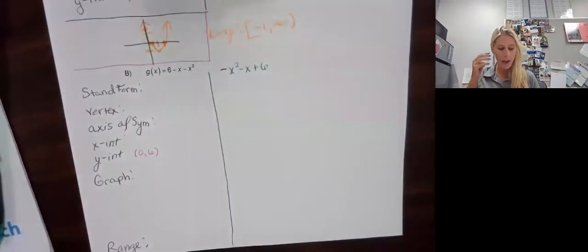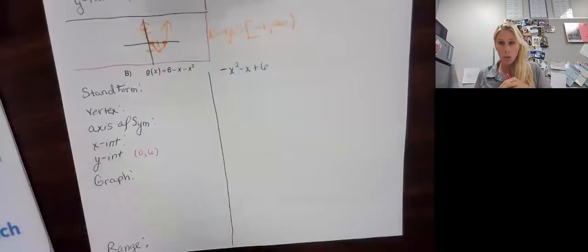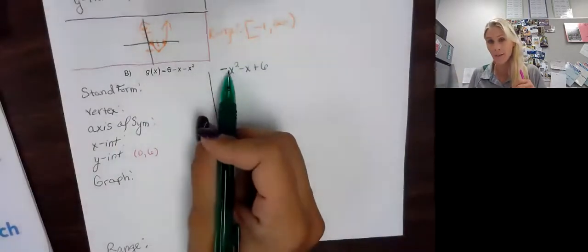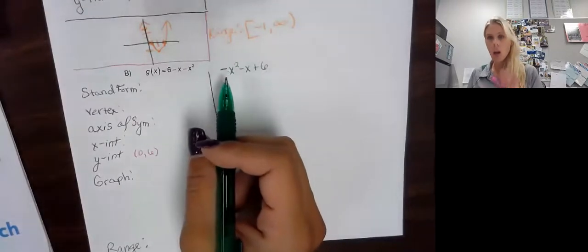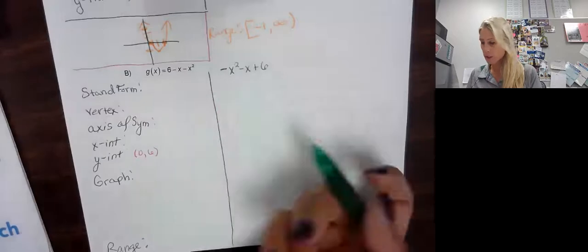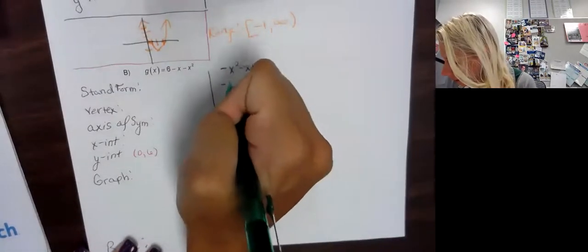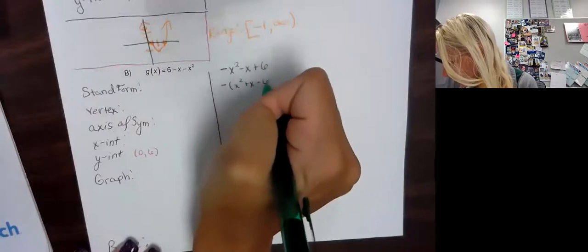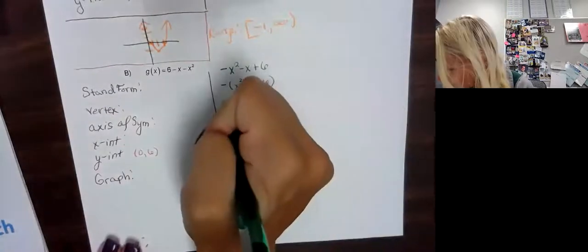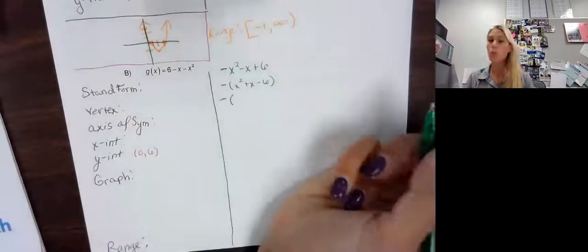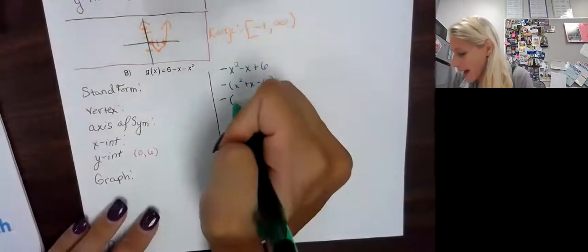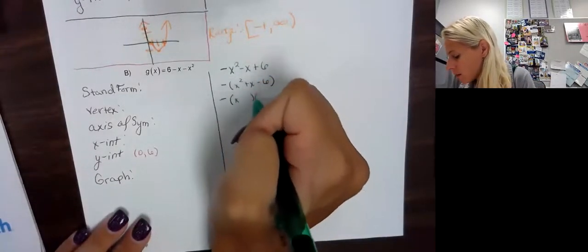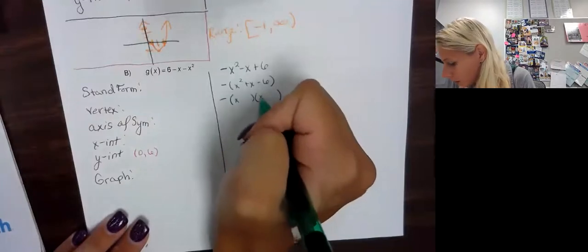Now, one of the ways to find the x-intercepts, right, is to factor it. But when you guys factor, you have to remember to take out that negative. This needs to be a positive in front of the x squared before we can factor it. So I'm going to take the negative out, and I get x squared plus x minus 6. Now I can factor. I have that negative out front. What two numbers multiply to give you negative 6, but add to give you 1? So that is going to be 3 and 2.